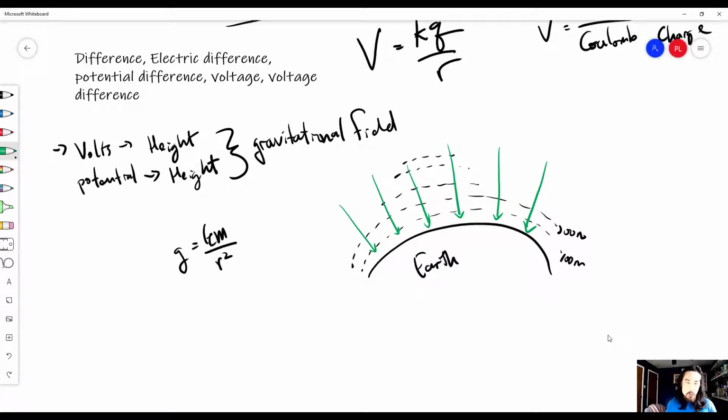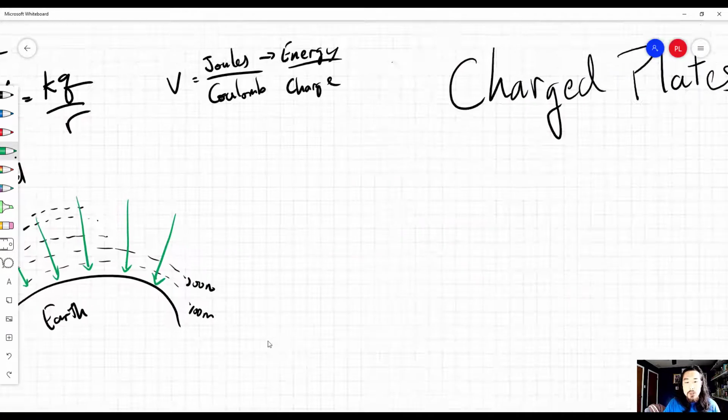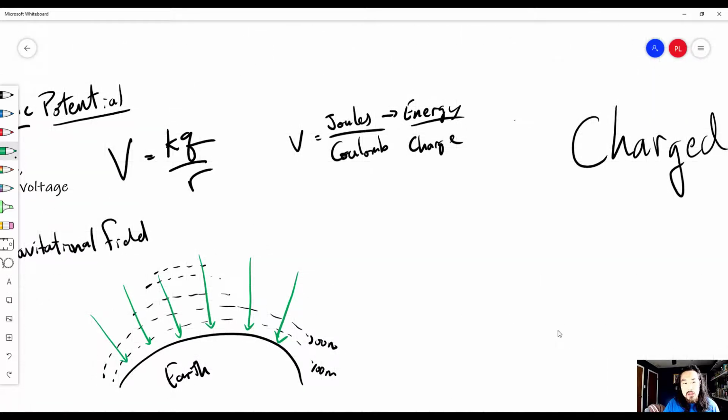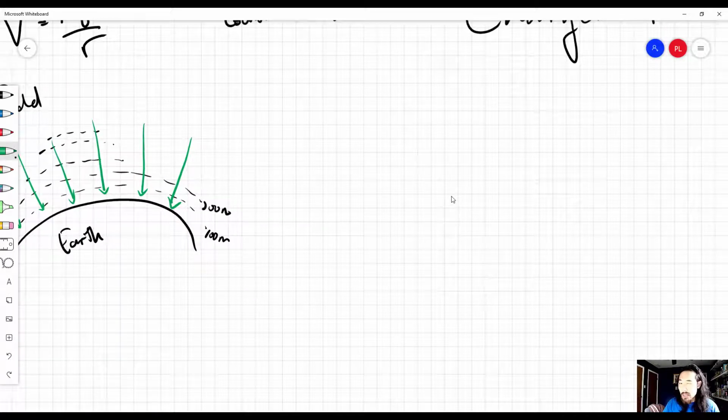But there's a flip side to it. Even though the height increases, the effects of the gravitational field will get weaker and weaker. And the same is true also for when we think about the electrical side. So let's replace it. Let's think about V equals kQ over r. Remember, that's like our height.